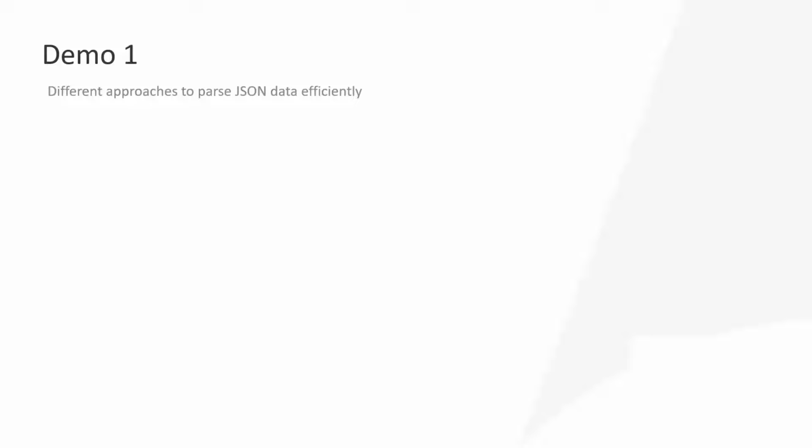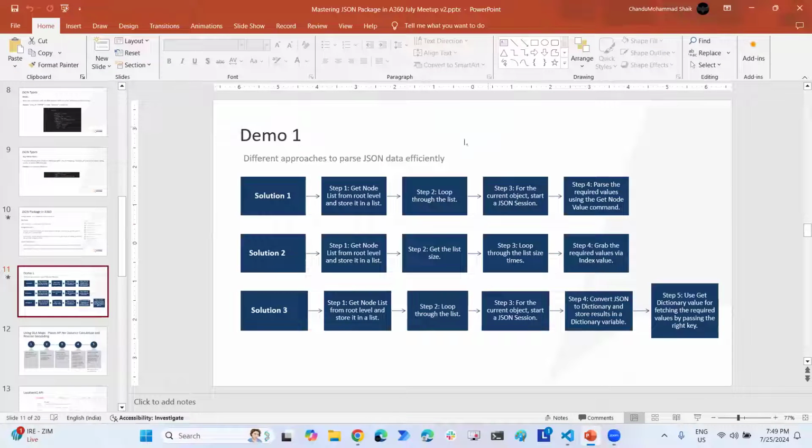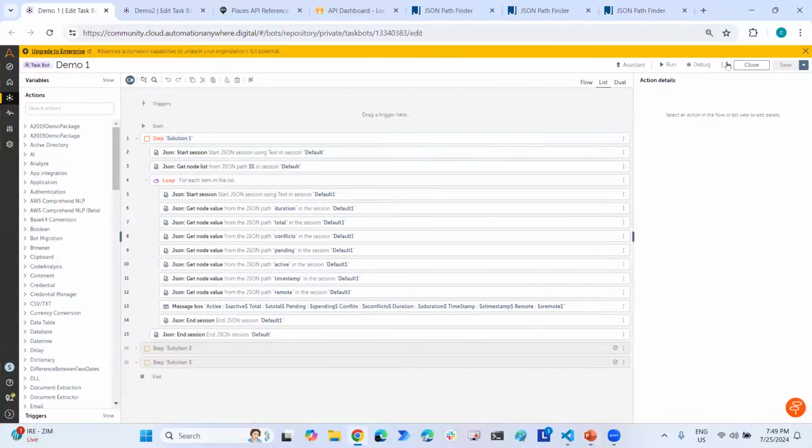So now, a couple of minutes ago, Arjun was talking about a simple JSON. That is a demo. That is the first use case. We'll look at different approaches we can use to parse the JSON in an efficient manner. Basically, in this demo, I'll be showing that for the same JSON file, we can look at extracting the information in 3 different ways. The first approach is, before that, let me show you the JSON.